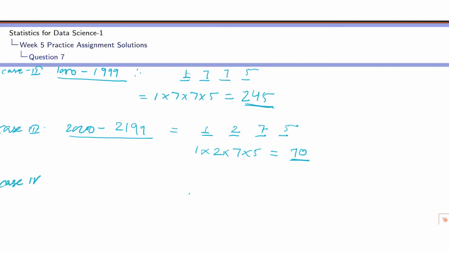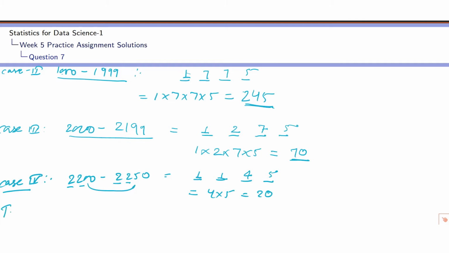Case 4, the number of integers between 2200 to 2250. Here again it is a 4-digit number. For the first place we have only one choice, which is 2. And for the second place we again have one choice, which is 2. And for the third place we have the digits 0, 1, 2 and 4, because 3 and 5 are not acceptable. So we have 4 choices for the third place, and for the last place we have 5 choices, that is even numbers only. So the number of integers between 2200 to 2250 will be 4 into 5. That will be 20.